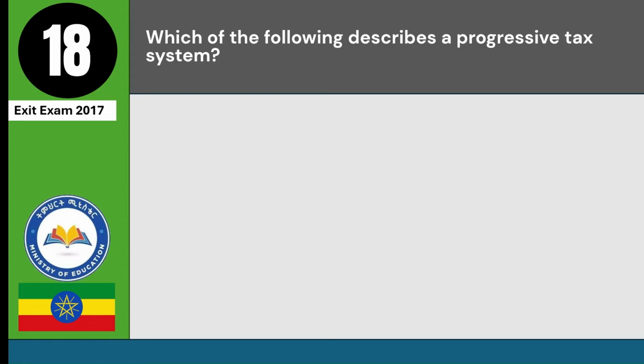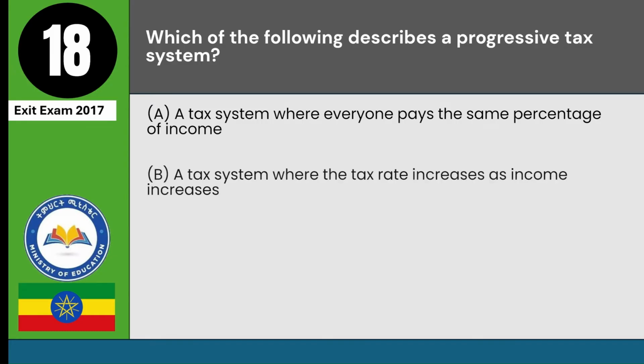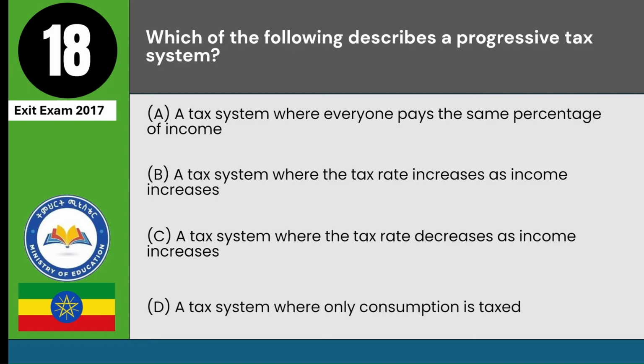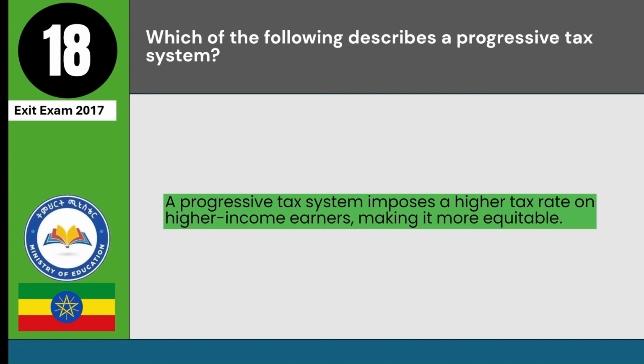price. Which of the following describes a progressive tax system? A. A tax system where everyone pays the same percentage of income. B. A tax system where the tax rate increases as income increases. C. A tax system where the tax rate decreases as income increases. D. A tax system where only consumption is taxed. Answer B. A progressive tax system imposes a higher tax rate on higher income earners, making it more equitable.